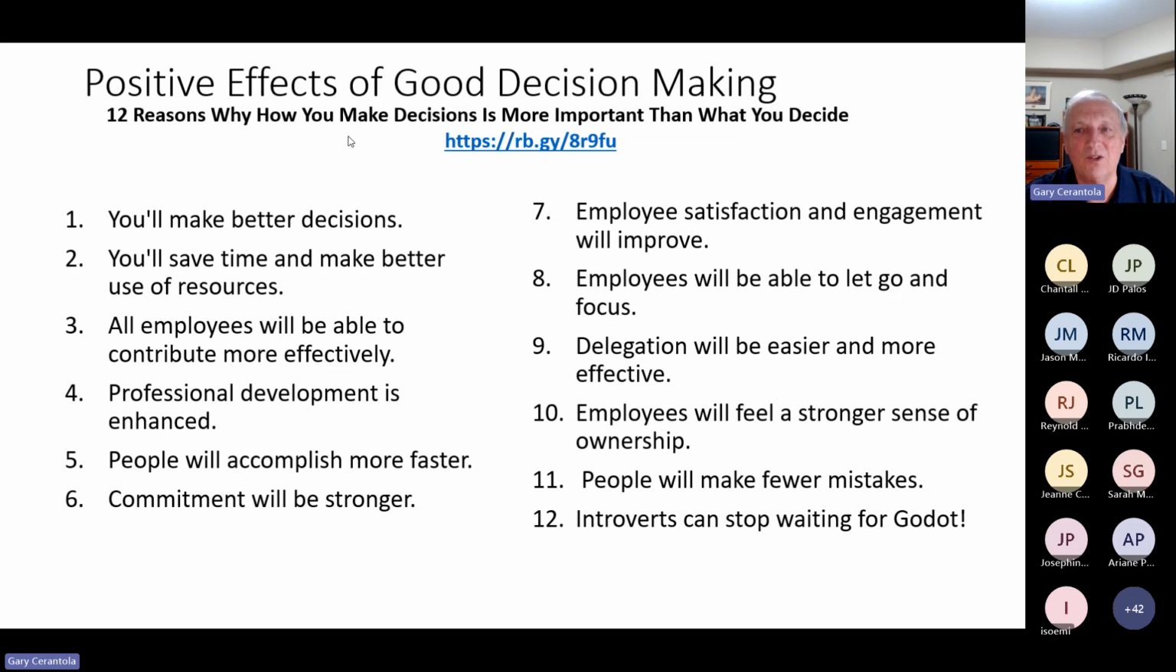It's how you make those decisions. You'll make better decisions with the model. You'll save time and make better use of resources. All employees will be able to contribute more effectively because they'll understand the decision-making process.